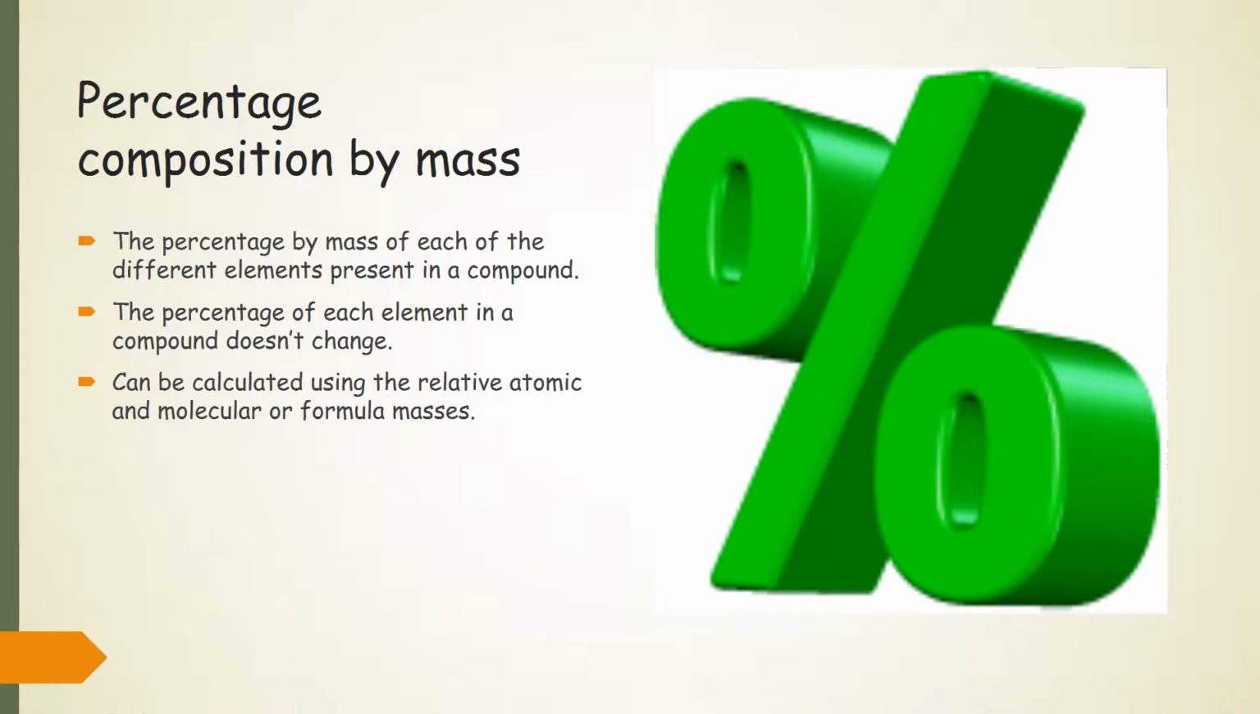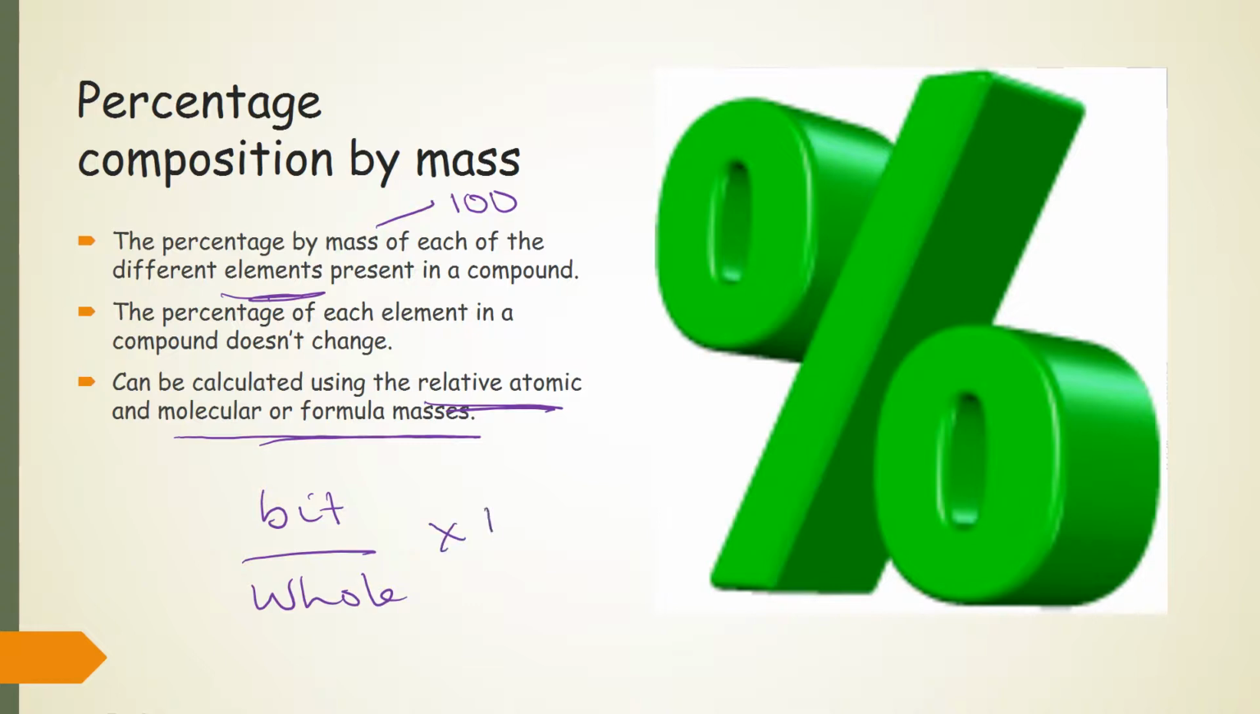So if you're looking at a percentage, it's a mass out of 100 of each of the different elements within a compound. So it can be calculated using the relative atomic mass of the compound and using the formula or the molecular mass as the total. So once again, like any other percentage, it's the bit over the whole times 100.